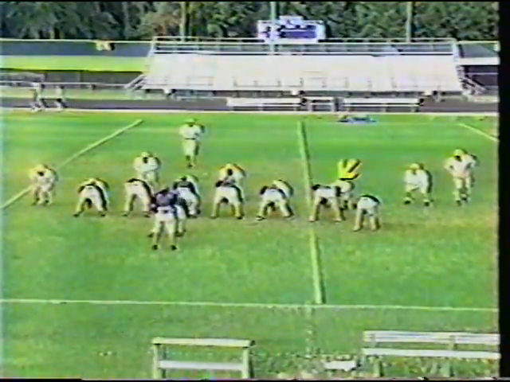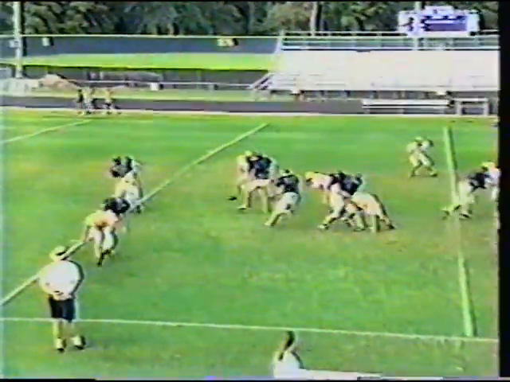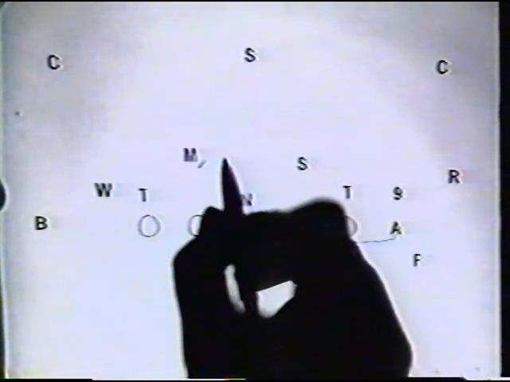As he pulls along here, he's reading the center's block, which could be the nose slanting strong, and he's going to give ground around to pick up the Willie linebacker, or weak side linebacker. If he's slanting weak, then he may pull up as close inside right here to pick the backside linebacker.